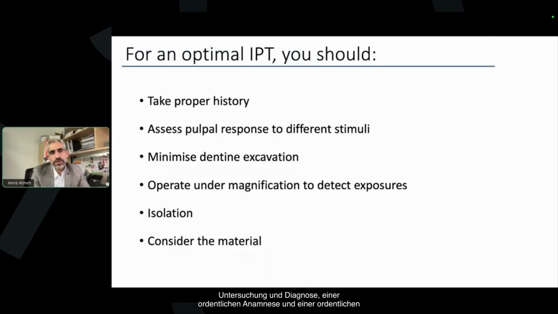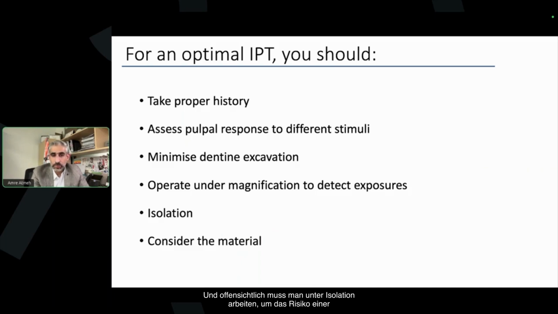So for an optimal indirect pulp treatment, you should start with a proper examination and diagnosis, proper history, and proper assessment of the pulp response to different stimuli. I wouldn't rely on one test. I would consider thermal and electric, because sometimes, as I said, it is subjective and the patient might not be accurate in their response. We have always, as we described, to minimize dentine excavation as much as possible, because that's one of the factors that would help protect the pulp and reduce its involvement.